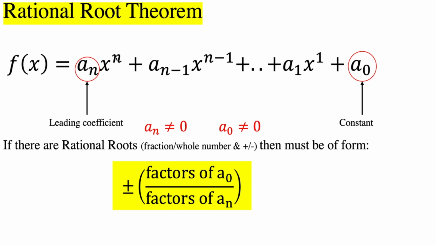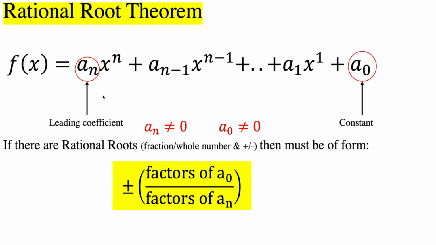So, this is saying x raised to n. N could be like 5. If x is raised to 5, the next one is 4, 3, 2, 1, 0. But we're only going to look at the constant and this coefficient. Everything else we're going to ignore. And for this to work, the constant cannot be 0. So it says if there are rational roots, and that could be a fraction, a whole number, a positive, or a negative, then it must be in this form: plus or minus the factors of a sub 0 divided by the factors of a sub n.